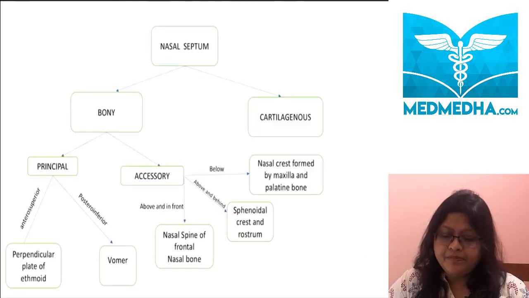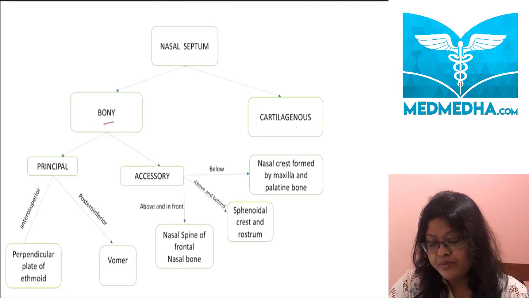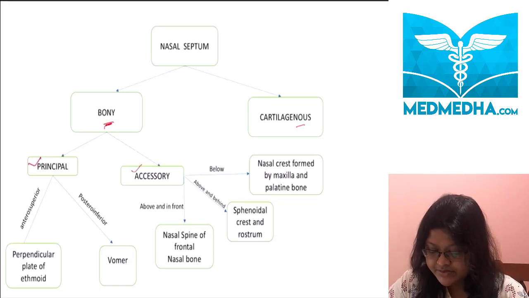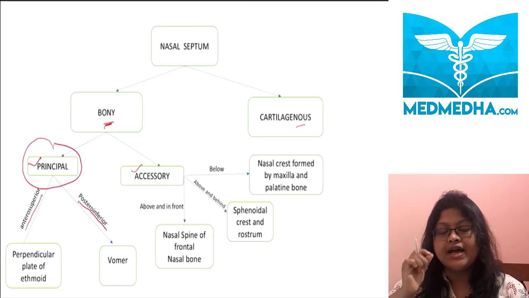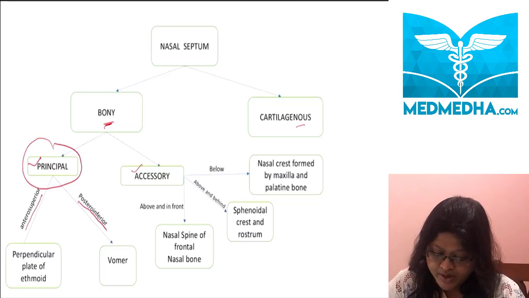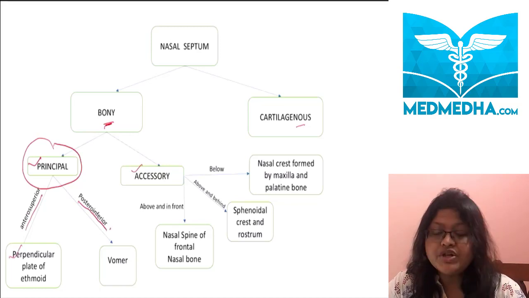So, the nasal septum, if we have to write the answer, we have to write it in this flowchart form. The nasal septum is composed of a bony part and a cartilaginous part. The bony part again is formed of some principal bones and some accessory bones. The principal bones are anterosuperior and posterior-inferior: above and in front, and below and behind. Anterosuperiorly we have the perpendicular plate of the ethmoid. Posterior-inferiorly we have the vomer.